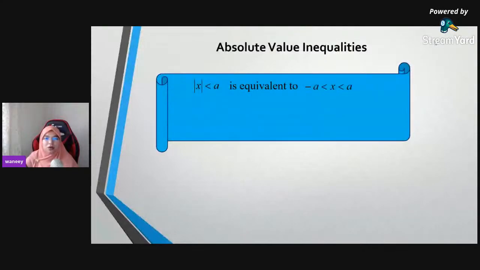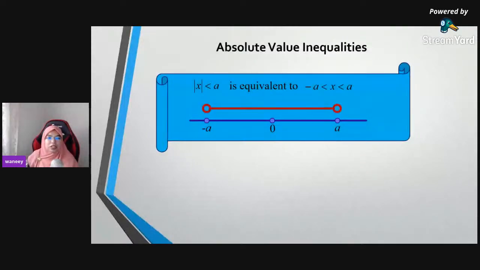Okay, so the modulus of x less than a is equivalent to x in between negative a and a. Okay, so imagine if you have 0 over there and then negative a is on the left hand side and a is on the right hand side. Okay, so do remember that absolute value is actually the distance from 0 to x, which is the distance should be less than a.